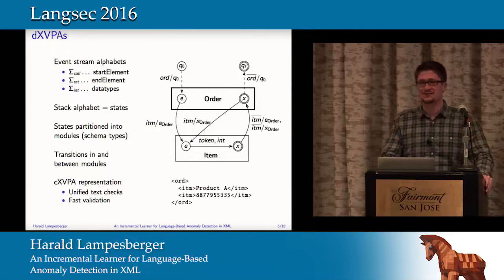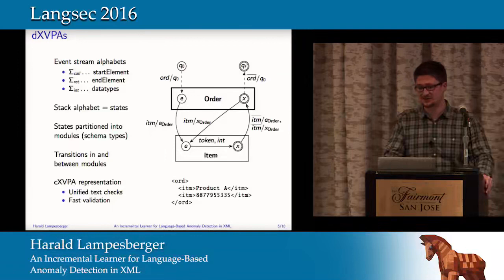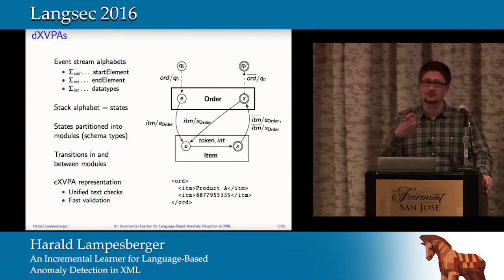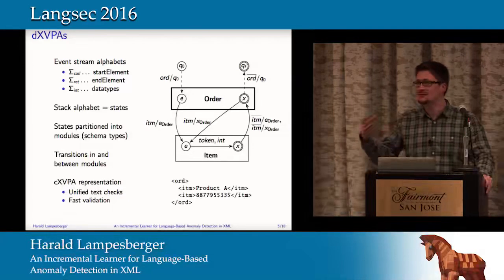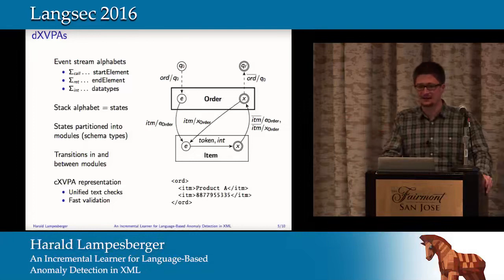So what does an automaton look like in this class? Of course, it has states and transitions. What makes it very special? It has an alphabet. It actually has three alphabets: a call, a return, and an internal alphabet. The call alphabet is for the start element events, the open tags in the document. The return alphabet is for the end element events, for the close tags. And the internal alphabet is for data types, so something that happens between an open and a close tag.